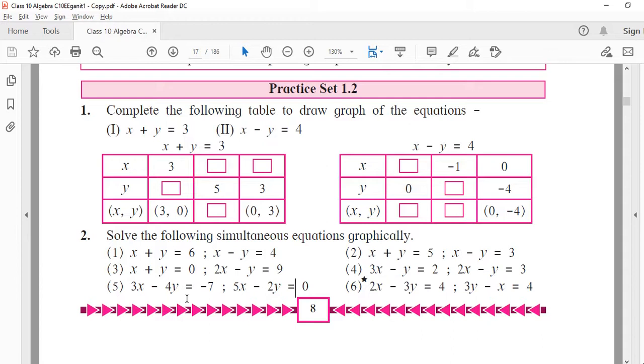Okay, now let's move on to sum number 5. In sum number 5 and 6, what I think we should do is find out only the coordinates of x and y, and the drawing of the graph you can do on your own. In case you are finding it difficult, you can let me know in the comment section.